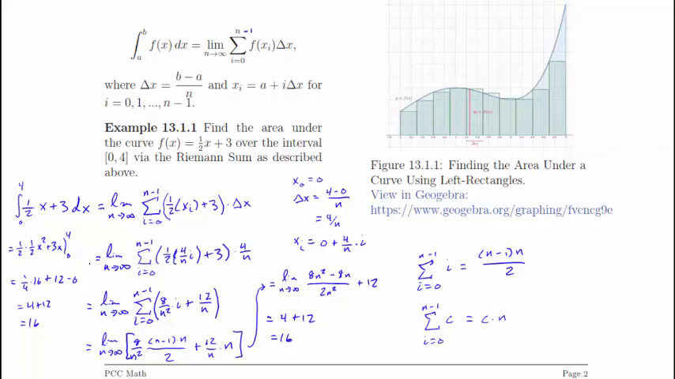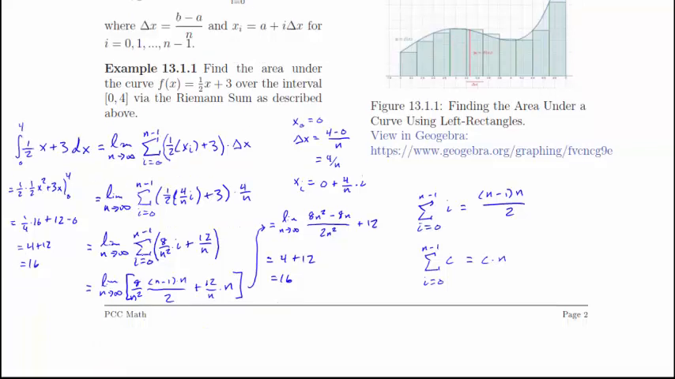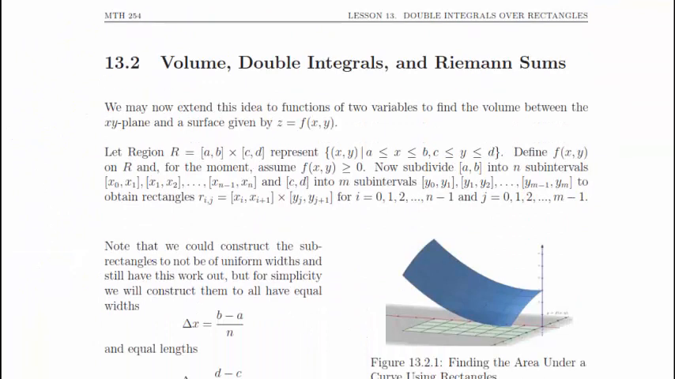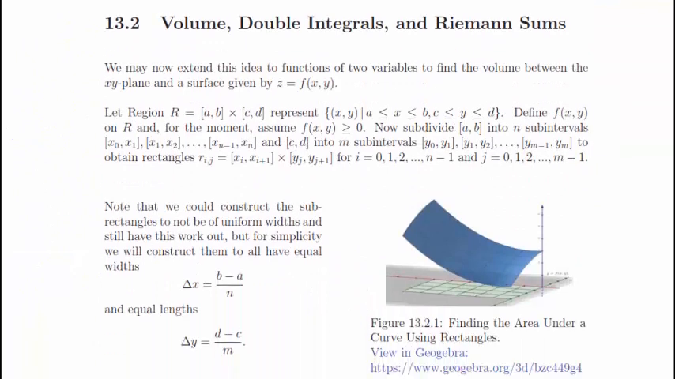Great. So that is our quick review of doing Riemann sums with functions in a single variable. And now we will move on to doing it with functions in 2 variables. So hold on to your hats and glasses. We're going to have a lot of little tedious stuff, but we'll get through it. 1 second. All right, section 13.2, volume, double integrals, and Riemann sums.